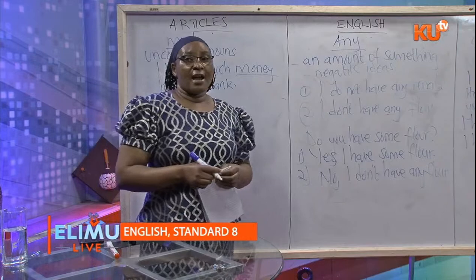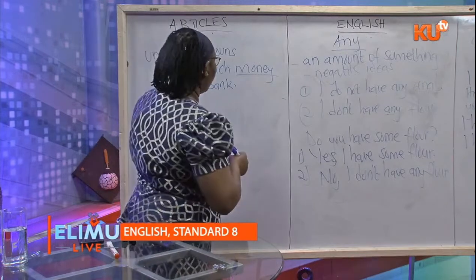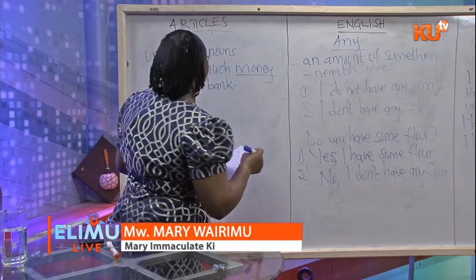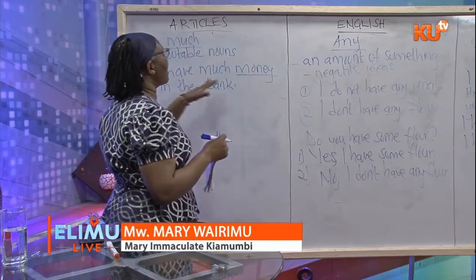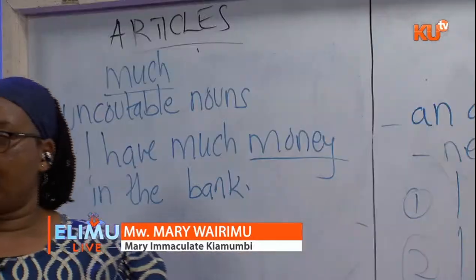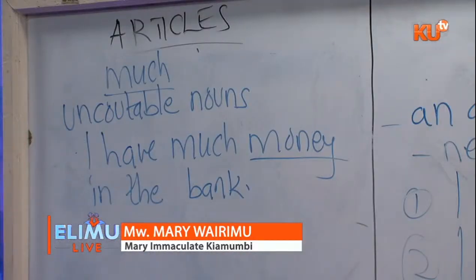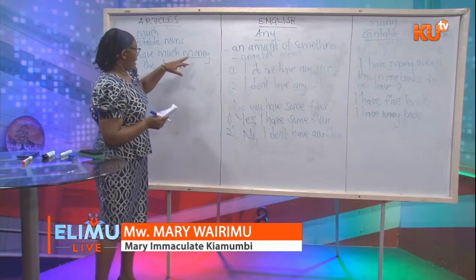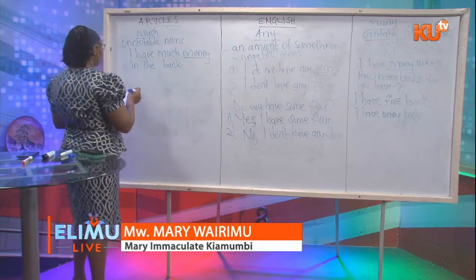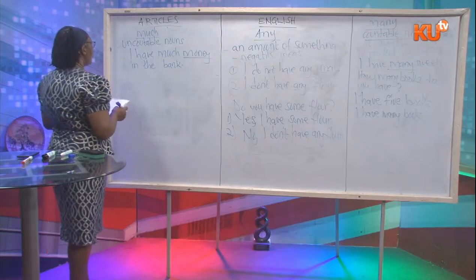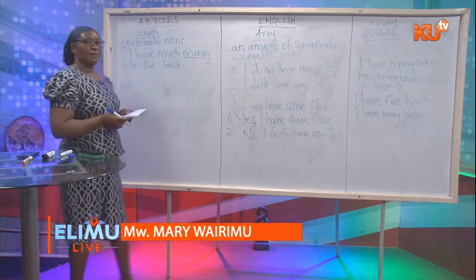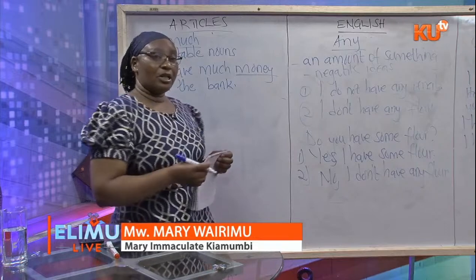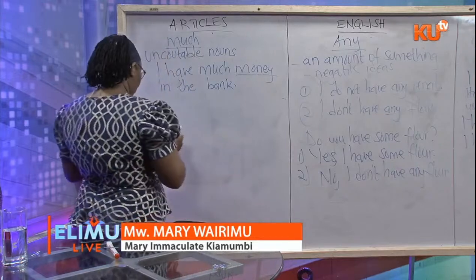It's just like saying I have much flour. You can't count the particles that are used to make the flour. So when you say I have much money, it means the particles that make the money, not 100 shillings, not 200 shillings. They are uncountable. We have things like water. We have things like all liquids. Actually, you can't count them.